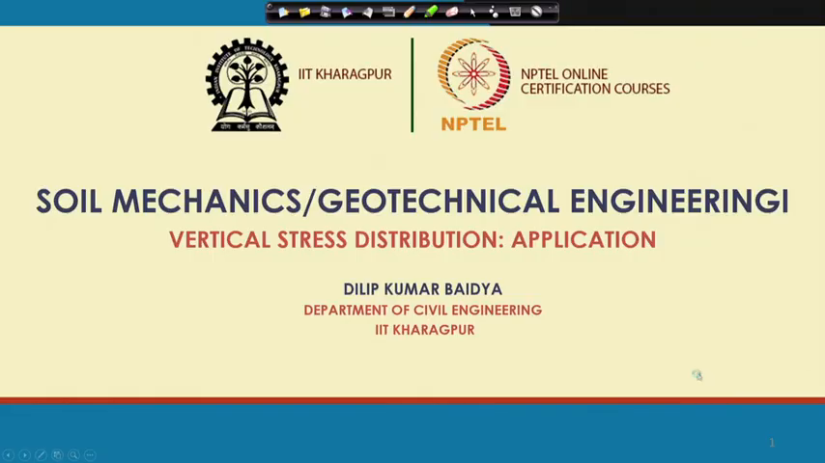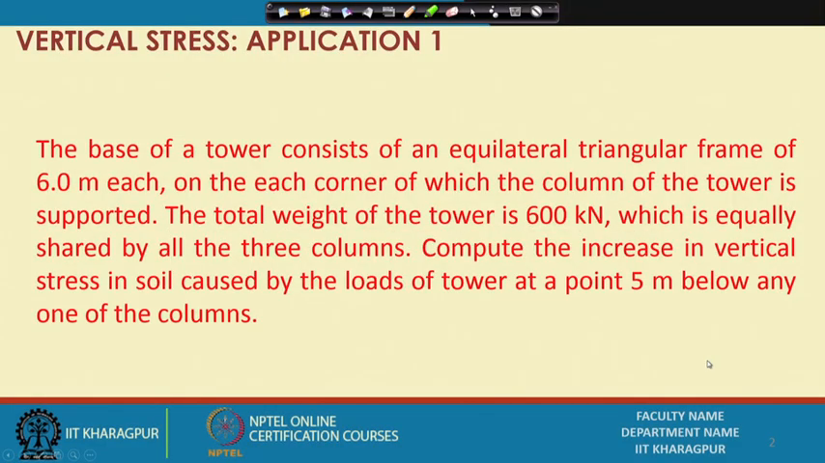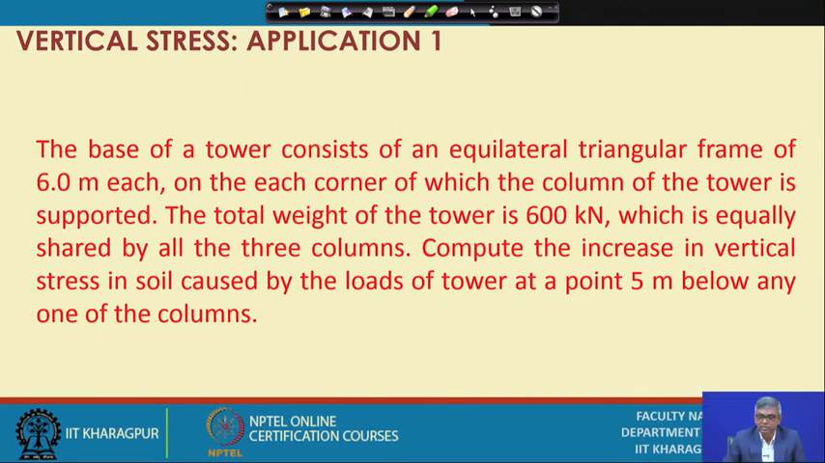Now, one by one we will try to see the application, how these methods will be applied in different areas. So, the first problem is like this: the base of a tower consists of an equilateral triangle frame of 6 meter each, on each corner of which a column of the tower is supported. The total weight of the tower is 600 kilonewton, which is equally shared by all the 3 columns. Compute the increase in vertical stress in soil caused by the loads of the tower at points 5 meter below any one of the columns. So, this is the problem.